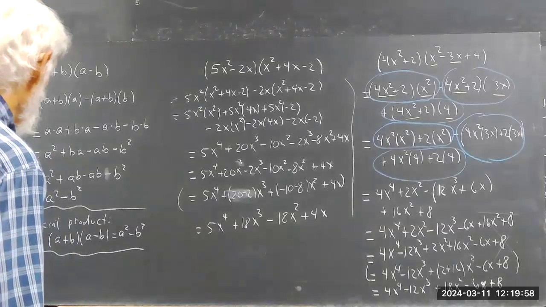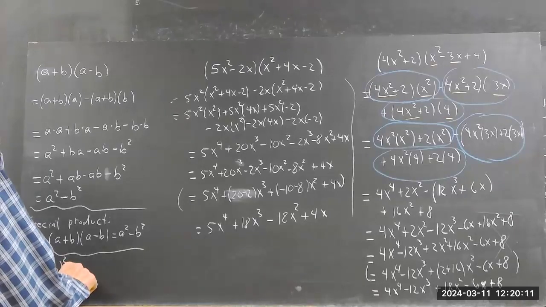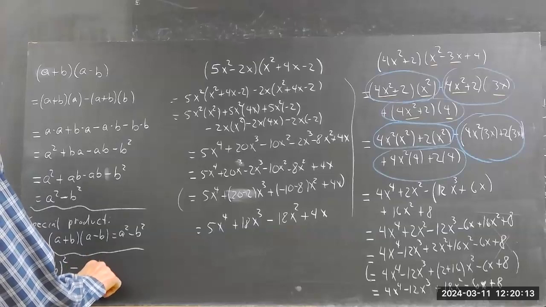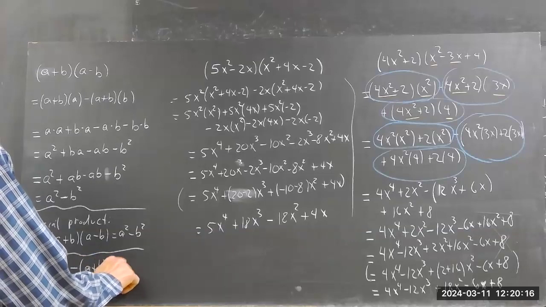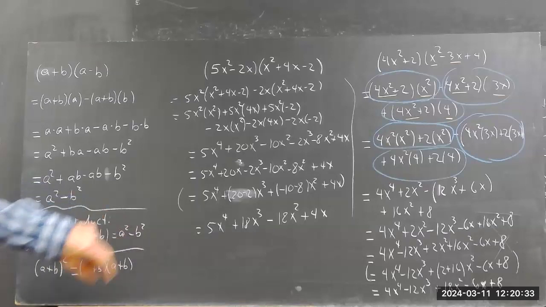Here's another special product. A plus B quantity squared. What's that mean? That means A plus B multiplied by A plus B. Now people will tend to want to just distribute the square over the A and the B and write this as A squared plus B squared, but that's not right. That's not what A plus B quantity squared means. It means this times this.